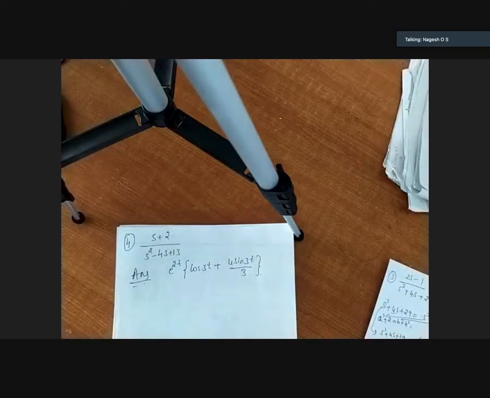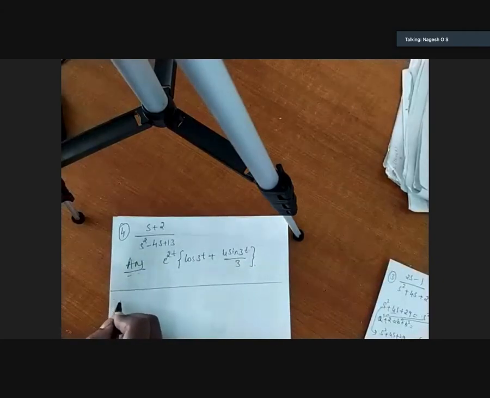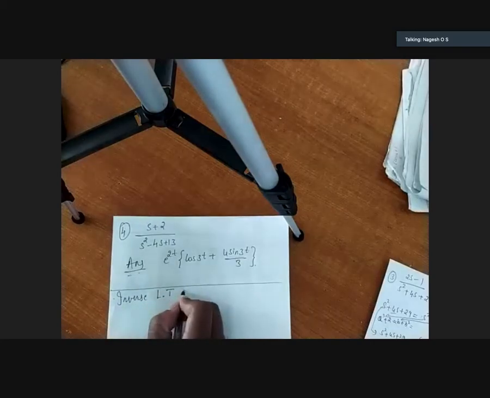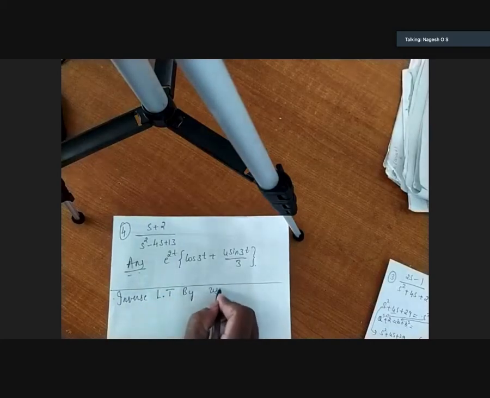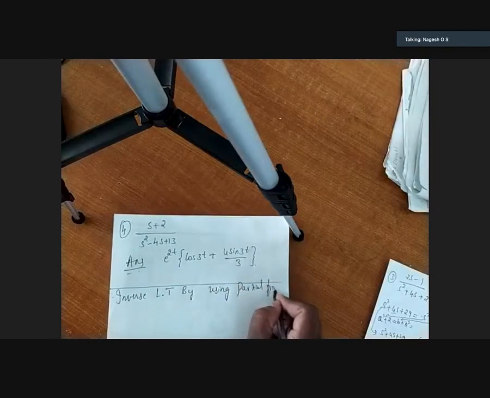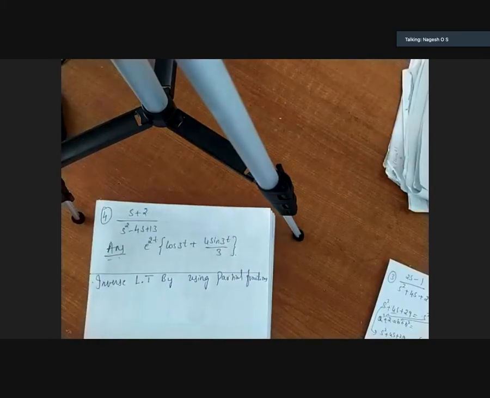So we did up to here, we did Laplace inverse by the completing the square method. Next, we'll go to the next method, inverse Laplace transform by using partial fractions. This is important because many times they will ask partial fractions.